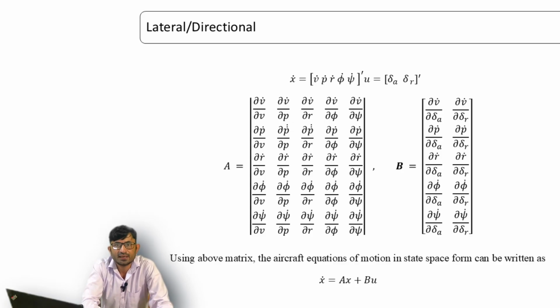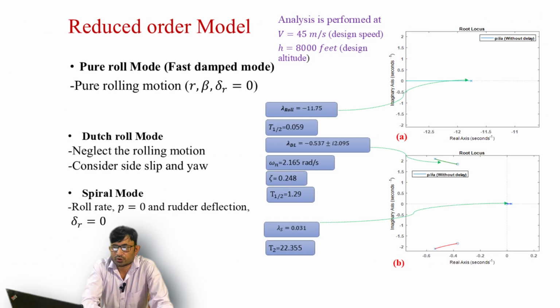What is the trim condition? 8,000 feet, 45 meters per second is the design speed. So you will end up with three modes here. One is the roll mode, and there are 4 roots, but the modes are 3 because the Dutch roll mode is coupled, having 2 roots, a pair. So one is the pure roll mode, another one is the Dutch roll mode, and the last one is the spiral mode.